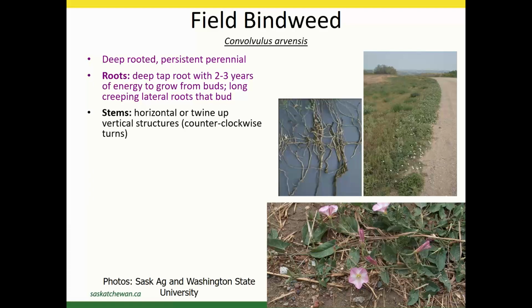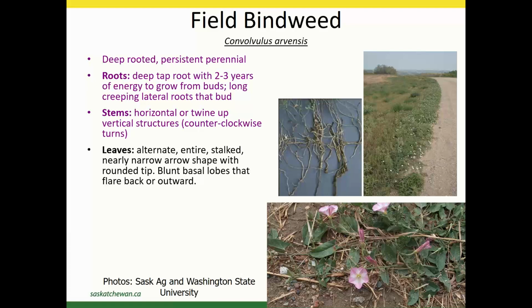Stems are horizontal, or they twine up vertical structures. They have no support of their own, or no structure of their own, so they just lay flat to the ground or twine. And when they twine around things, they turn counterclockwise. And that's the opposite of what you get with wild buckwheat. And wild buckwheat turns clockwise around the plant. So that's another good way to distinguish it from wild buckwheat.